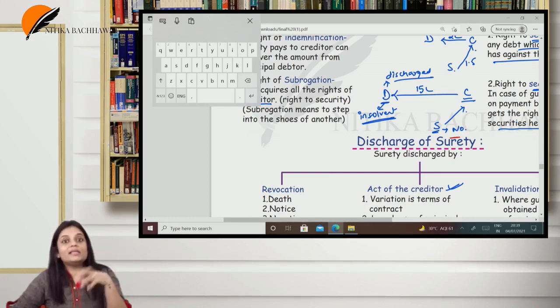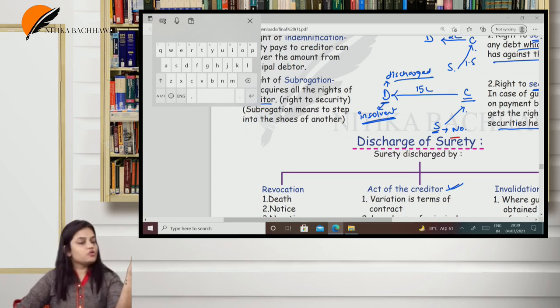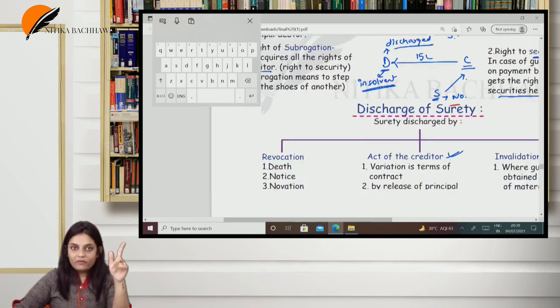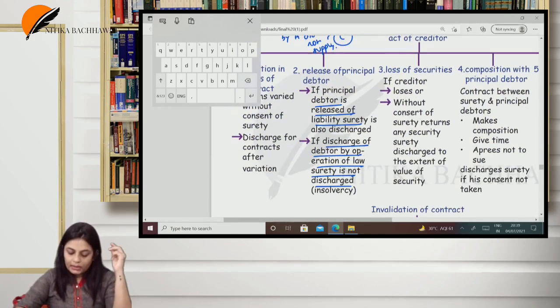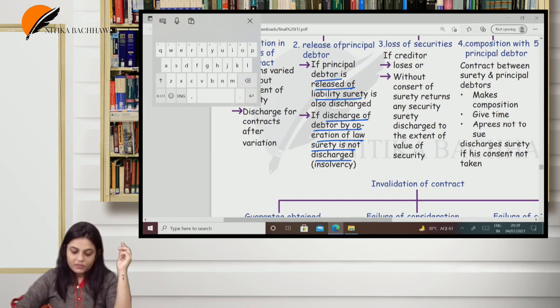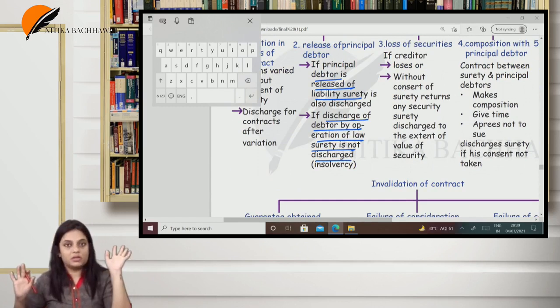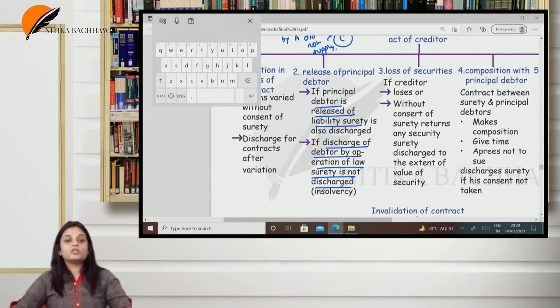Let us say D is dead. Is S discharged? No. If the discharge takes place due to operation of law, the surety is not discharged. I hope it's clear to everyone. Very clearly it's written here, if the discharge of the debtor is by operation of law, surety is not discharged. Correct? Now, loss of securities.